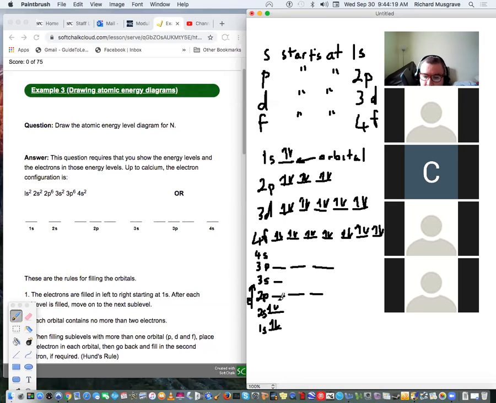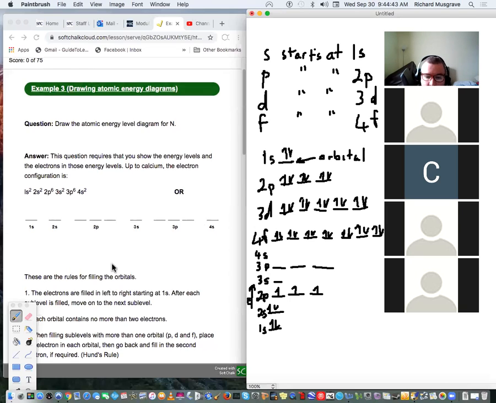Now, when we get to 2p, you can see we've got 3 energy levels that are equal. So we apply what's called Hund's rule, H-U-N-D-S, Hund's rule. And what we do is we put 1 electron in each. If we had more electrons, we would just fill in the 2p before we moved on to the 3s. But we have to put 1 electron in each. So that would be the electron diagram for nitrogen.